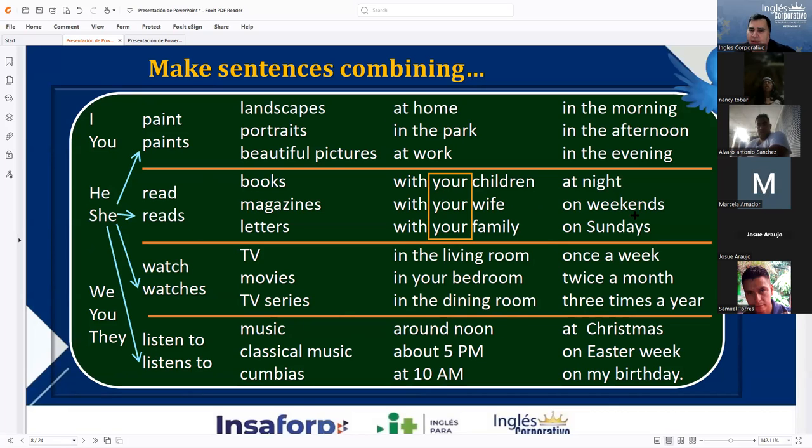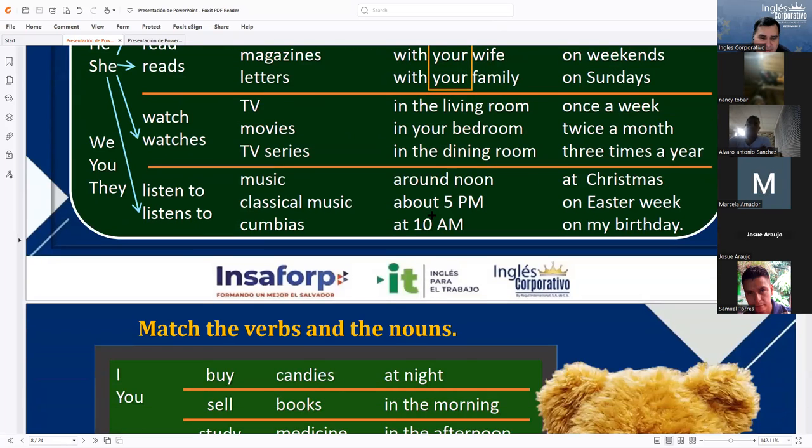So you have to make sentences together. I paint, you paint. He paints, she paints. I read, you read. But he reads and she reads. We watch, he or she watches. You listen, they listen, but he or she listens. Okay? So you have to make the sentences using the logic with the partner. Let's go and practice making sentences.